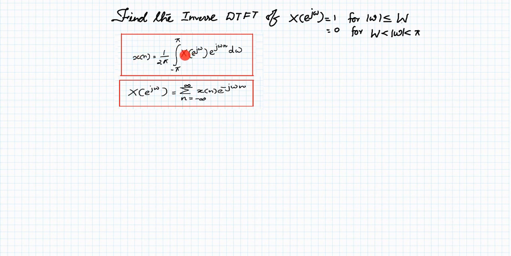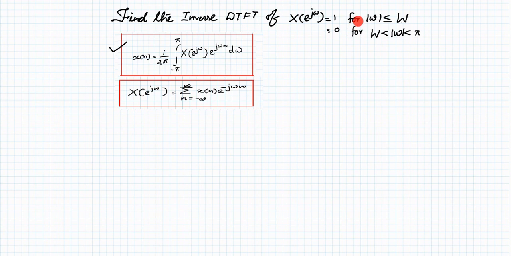X(e^{jω}) is already given, so we need to use the inverse DTFT formula, because we need to find x(n). Inverse DTFT means we need to find x(n). X(e^{jω}) is given, and we know that X(e^{jω}) is a periodic function. So we need to find the inverse only in the limit minus π to π.